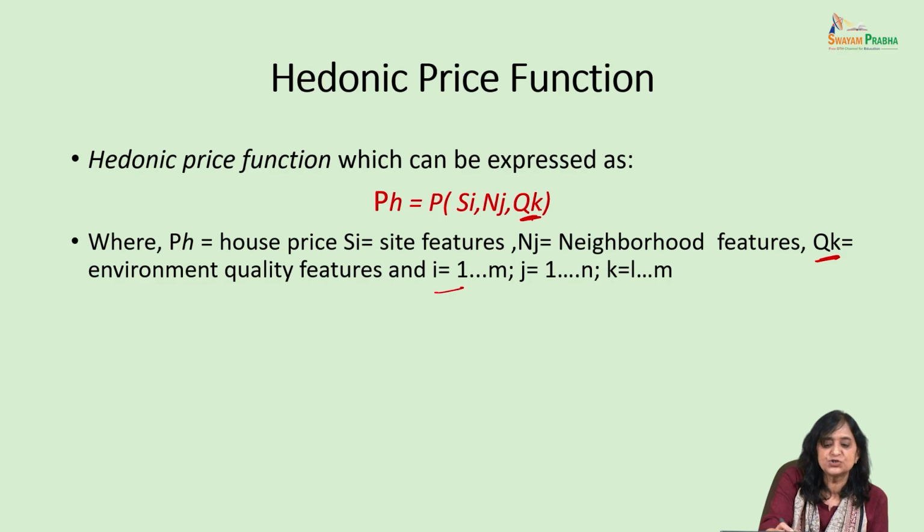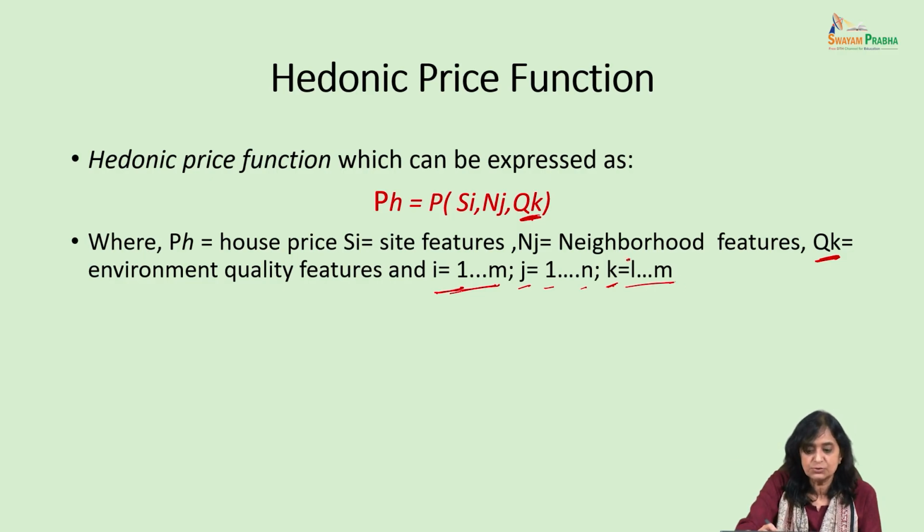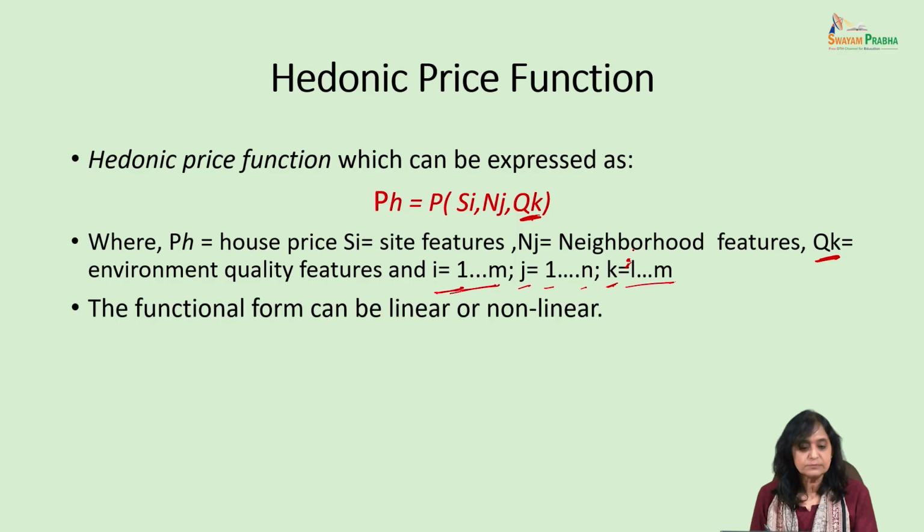We have given the subscript I for S, subscript J for N, and subscript K for Q, where I means the structural features, which can vary from 1 to M. Structural features of the neighborhood, represented by J, can vary from 1 to N. K represents the characteristic features of the environmental quality, which can vary from 1 to M.